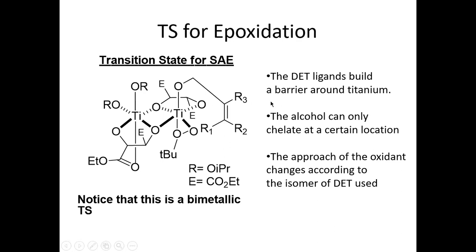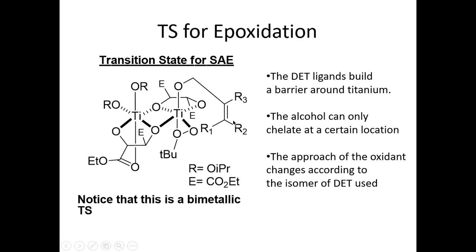And the thing about this is the reason why the selectivity is so high is because the alcohol can only chelate at a specific location, right? You won't find the alcohol chelated to that titanium that's shown, and then in another instance find it chelated over here, right? It's very selective about how the alcohol binds to titanium, and depending on which isomer of diethyl tartrate you use, that's going to determine which face your oxidant transfers oxygen to on your alkene.